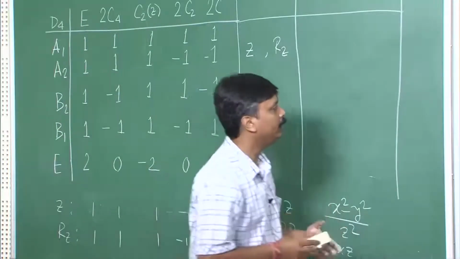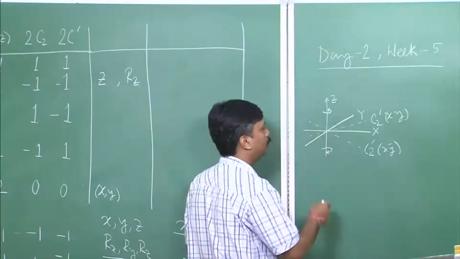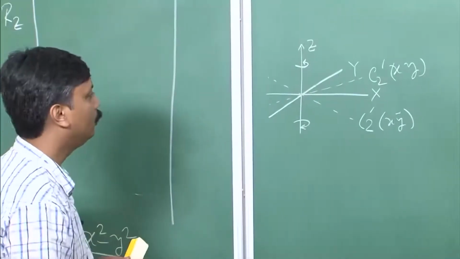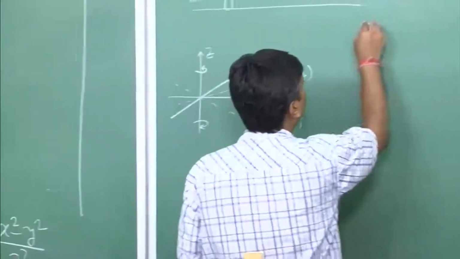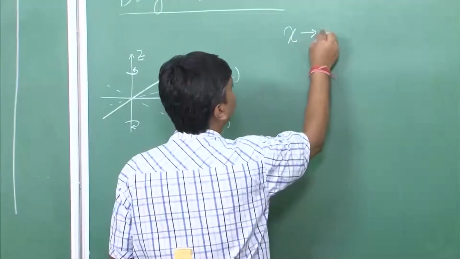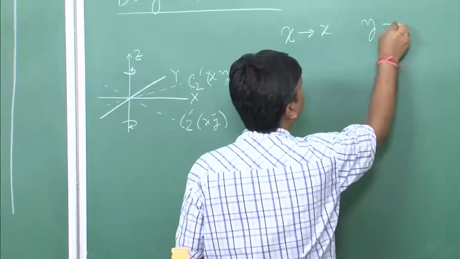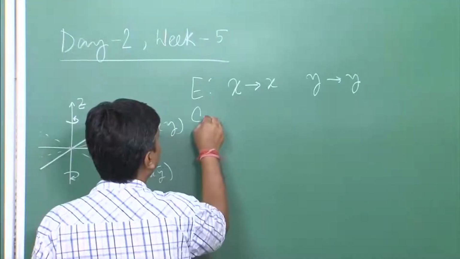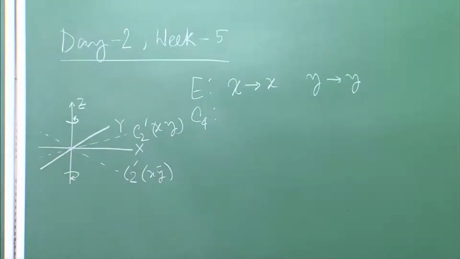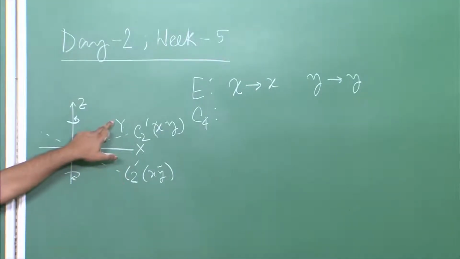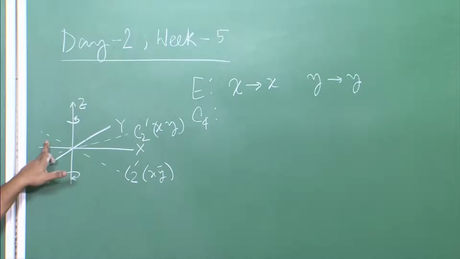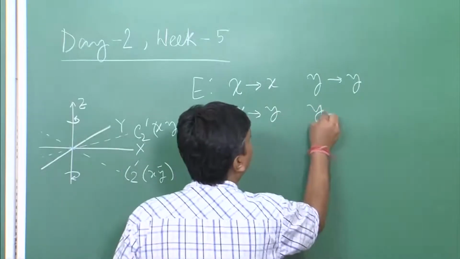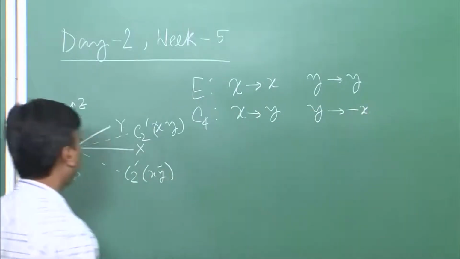So here in this picture, if we try to see how x and y get changed, we have already seen that. So we can just quickly recap that. So upon E, x remains x and y remains y. So this is for E. So for C4, what happens? C4, x becomes y and y becomes minus x, right? So C4, x becomes y and y becomes minus x, all right?